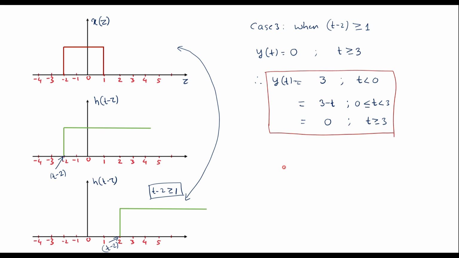So here I will show the output signal. This is t. When t value is 3, its value is 0, that is this point, it is 0 here. When t is equal to 0, its value is 3 minus 0, that is 3, that is at t equal to 0, its value is 3. Now we'll join these 2 points, and for t less than 0, the magnitude is 3, that is this value will remain constant. So this is the y of t signal.